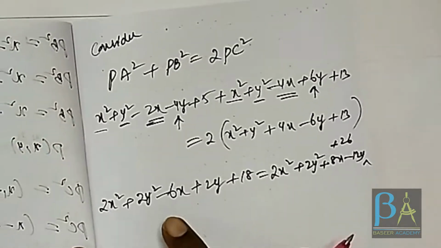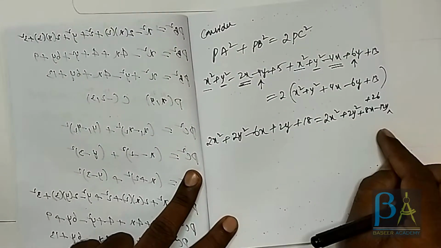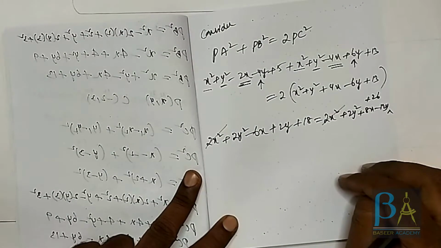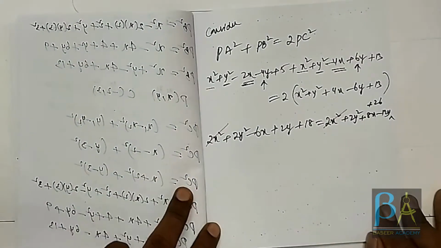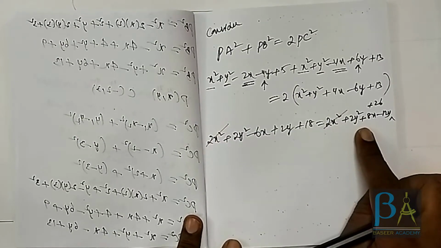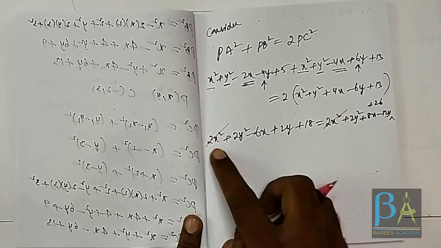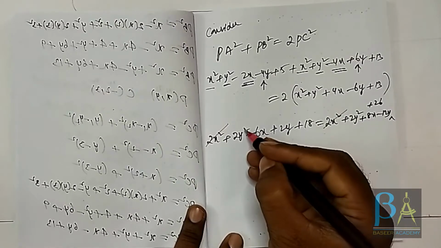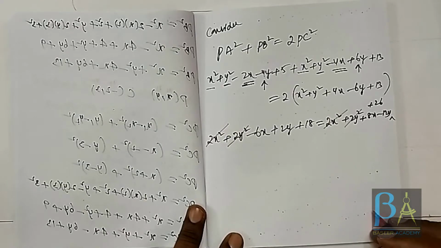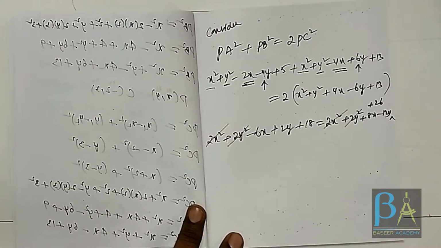Are we able to cancel the terms from the left hand side and the right hand side? I believe we can. 2x square from the left hand side and 2x square from the right hand side cancel out. Why? Because obviously this plus 2x square, if it goes to the right hand side, becomes minus 2x square. So eventually 2x square and this 2x square cancel out. Likewise, this 2y square from the left hand side and this 2y square from the right hand side cancel out. Let me now write what is remaining here.